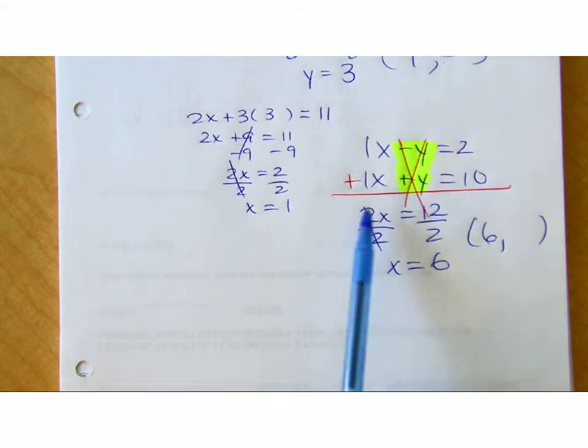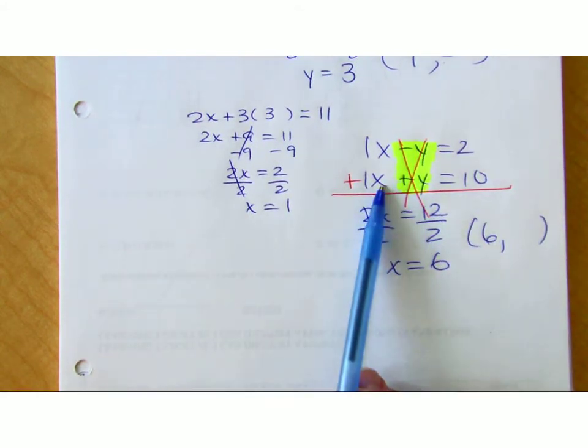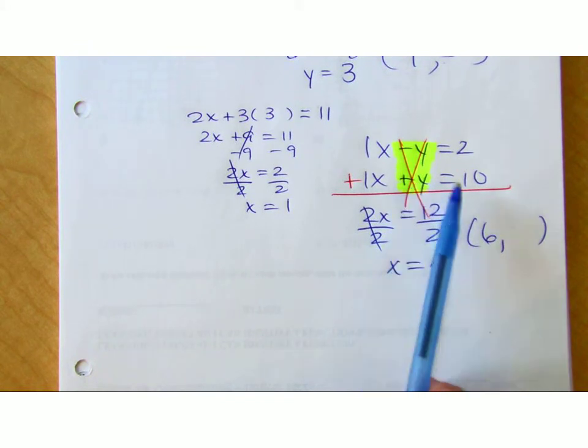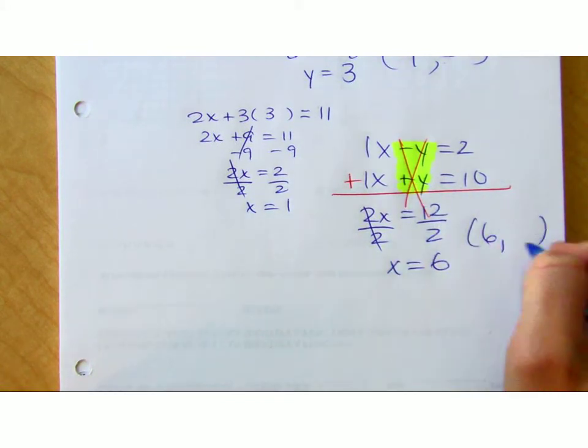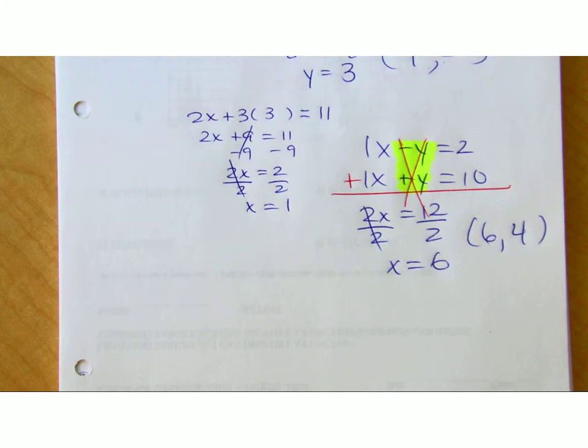Are you with me? And when I know one, I can very quickly find the other. If x is 6, what would I have to add to 6 to get 10? 4. Done. Elimination is pretty awesome. Okay? So easy. Okay, it gets a little harder.